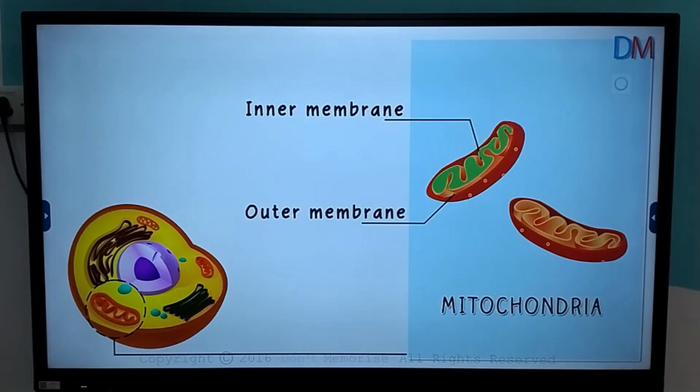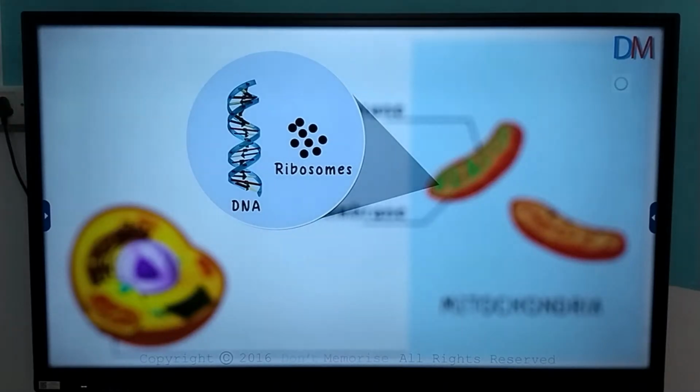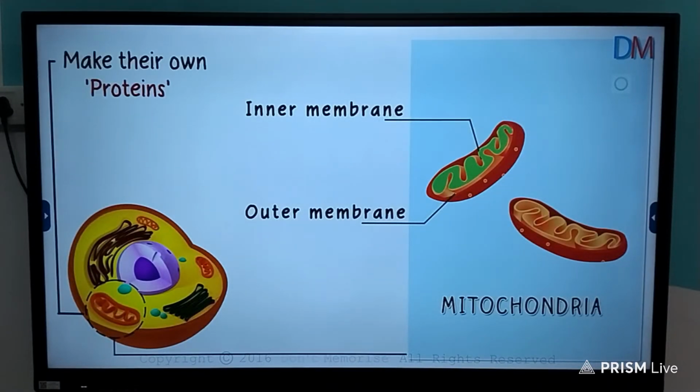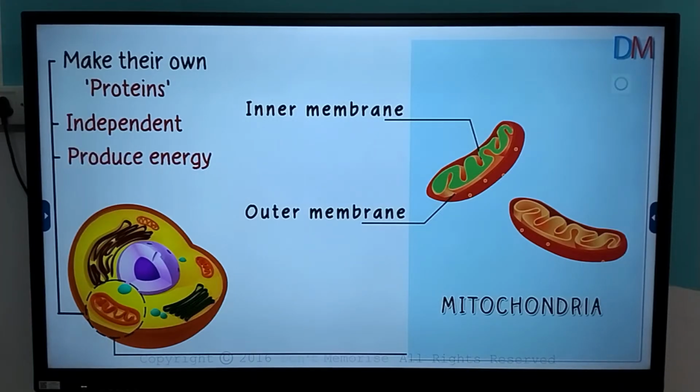However, being the powerhouse of the cell, it is a special organelle. What do I mean by special? This organelle has its own DNA and ribosomes, just like the nucleus. Therefore, they can make their own proteins. They do not depend on any other organelle for their proteins. And of course, they produce energy, which makes every other organelle dependent on them.